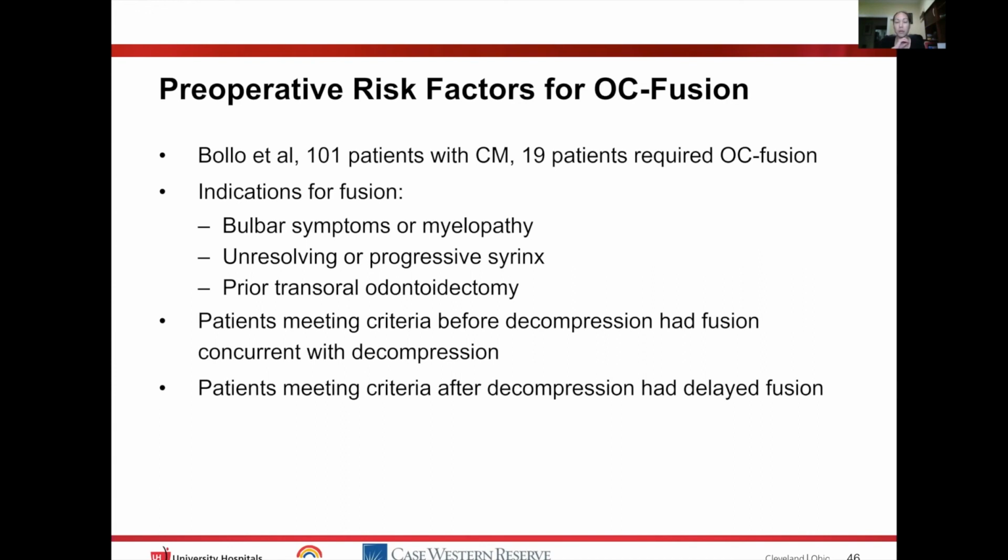And so there were some patients in their study that met their criteria before the decompression, and they just ended up getting the suboccipital decompression and a concurrent fusion. But patients that met criteria after decompression had a delayed fusion.